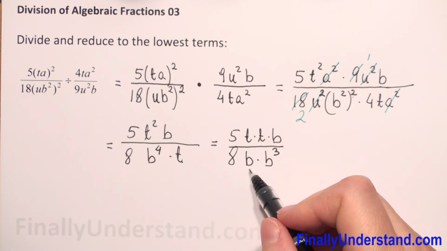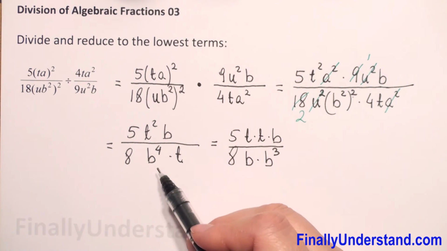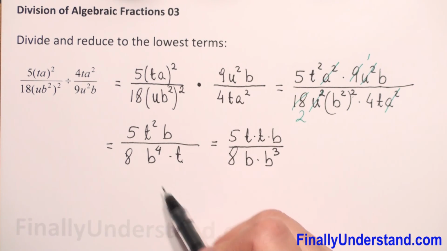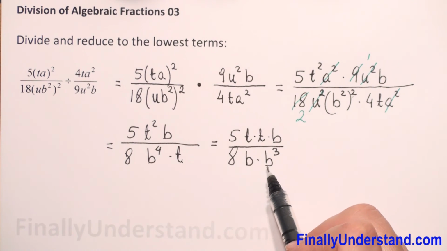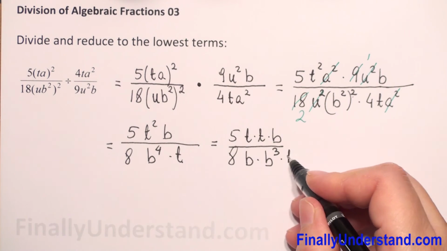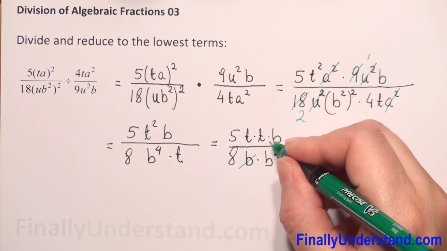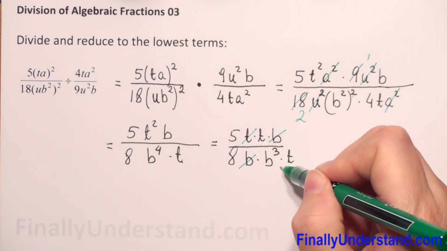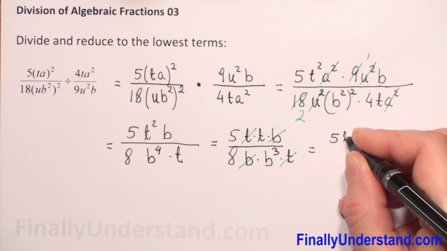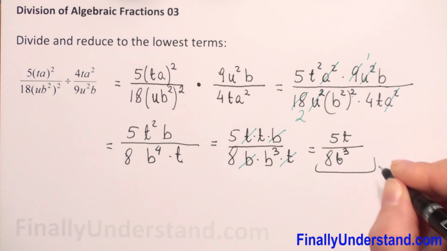And now you can always check, when we have the same base, we have to copy the base, so we have b, and we add exponents. Here is an invisible 1. 1 plus 3 is 4. I didn't change anything, I still have the same expression in the denominator. And we have times t, of course. Now we can reduce b with b and t with t. So we have that this is equal to 5t over 8b cubed. This is my solution.